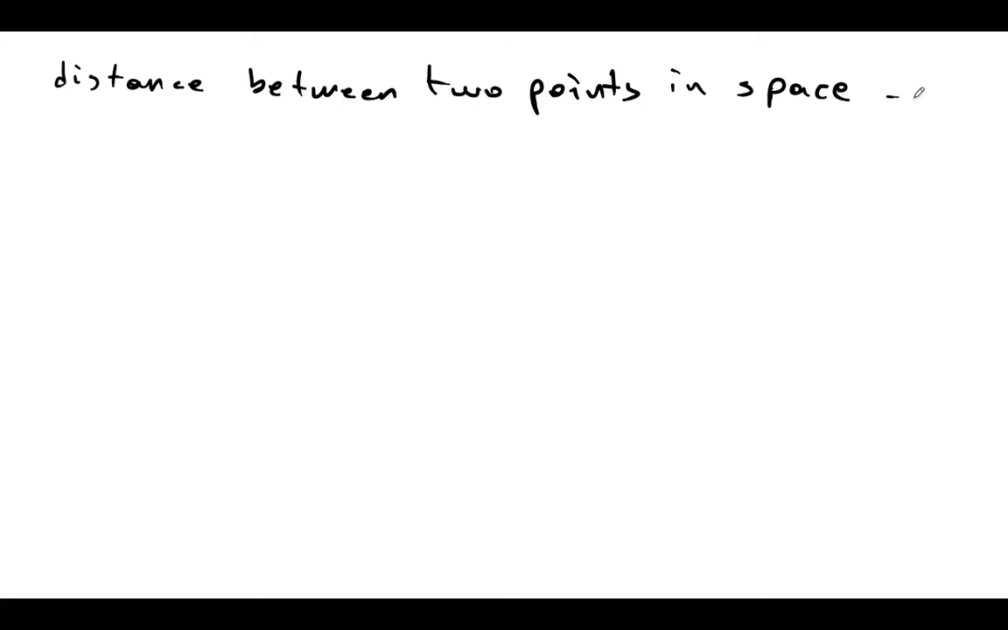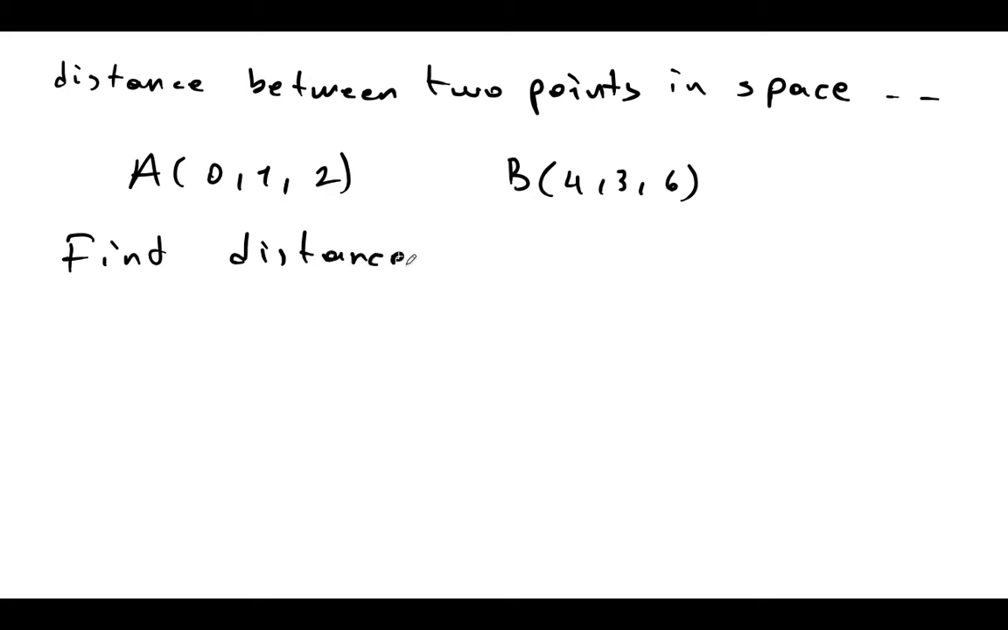Now, let me talk about something else. The unit vector has the same direction; we talked about the magnitude, the cosine rule, and the distance between two things. Let's say the distance between two points in space. If point A is (0, 1, 2) and point B is (4, 3, 6), the question is to find the distance between A and B.